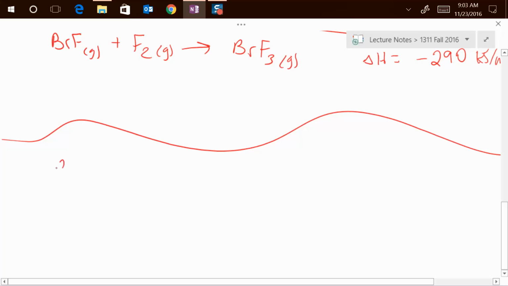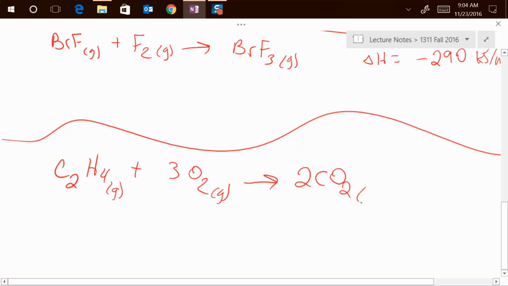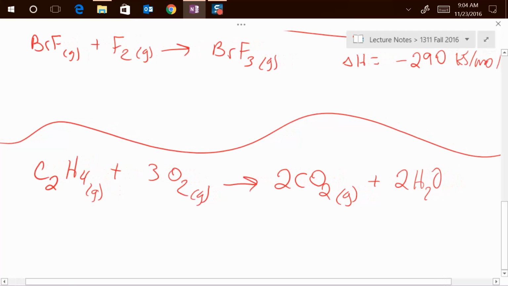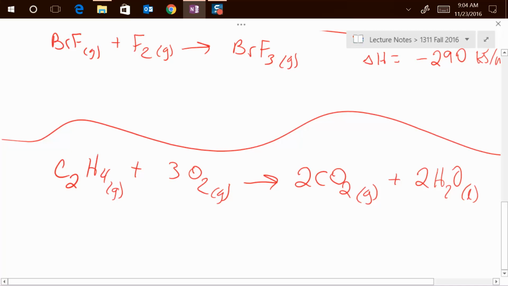Okay, so C2H4 plus 3O2 gas. This is gas. Produces 2CO2 gas plus 2H2O liquid. Okay. So this one we're going to do using the delta H's of formation. So this is our reaction.